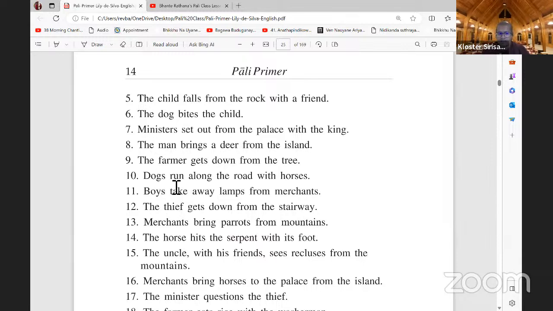So number 11, boys take away lamps from the merchant.